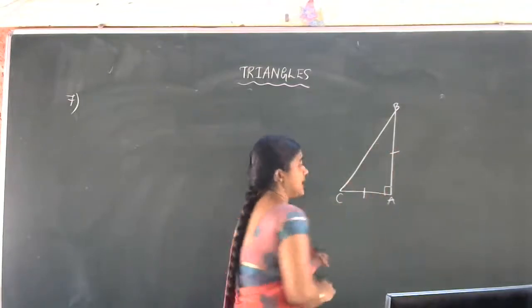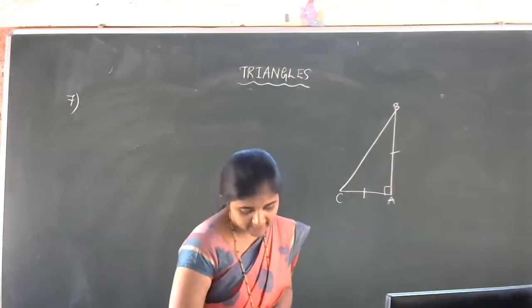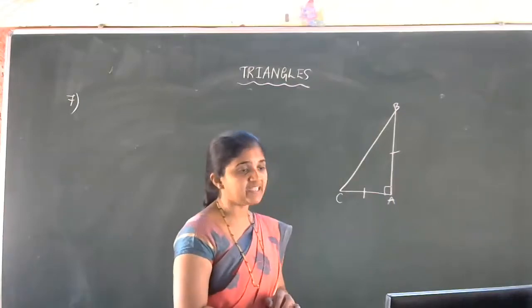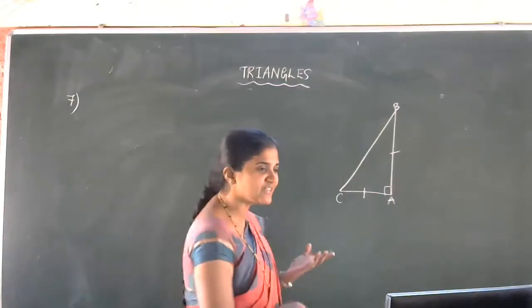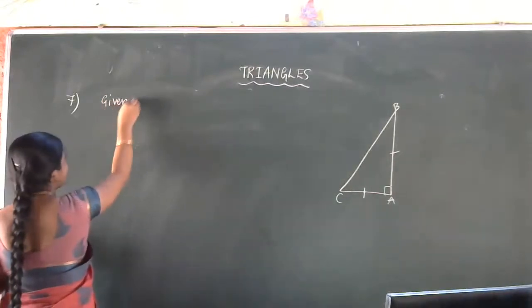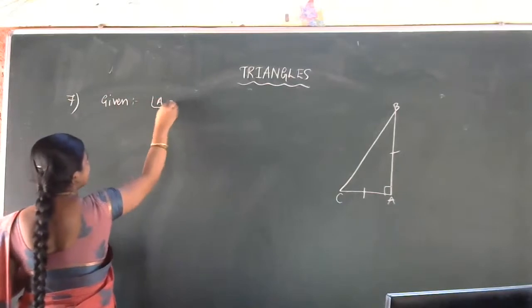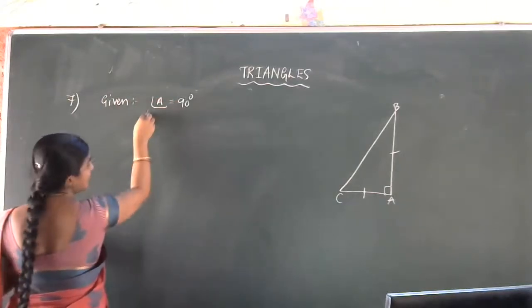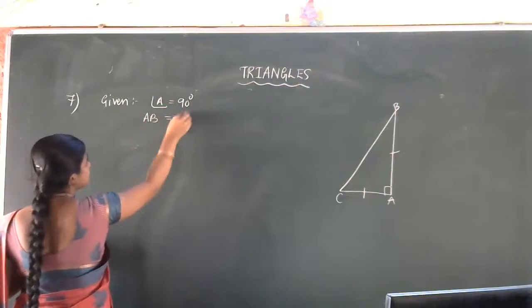Or you can take ABC or ACB as one angle fixed. ACB is also equal to ABC, so ABC plus ABC plus 90 is equal to 180 degrees. That type also you can solve. 2x plus 90 is equal to 180.